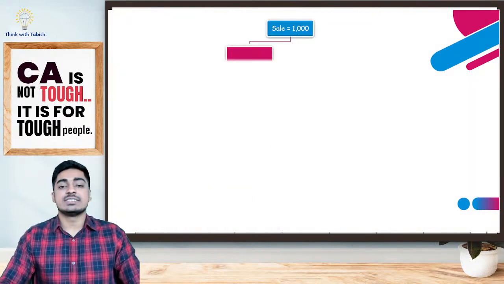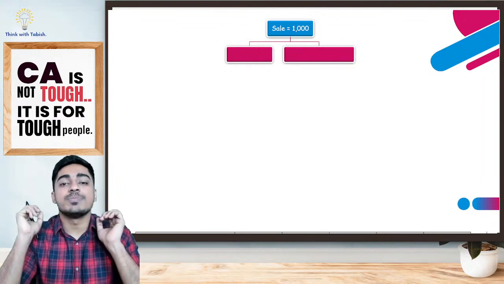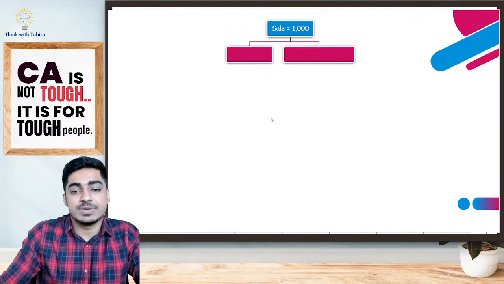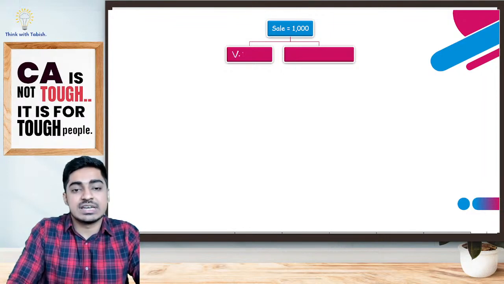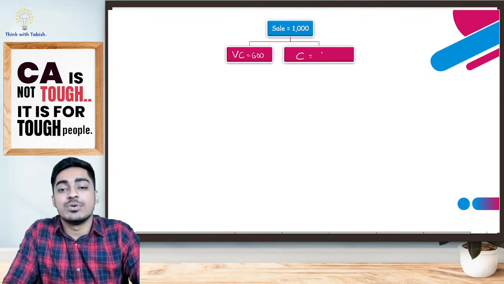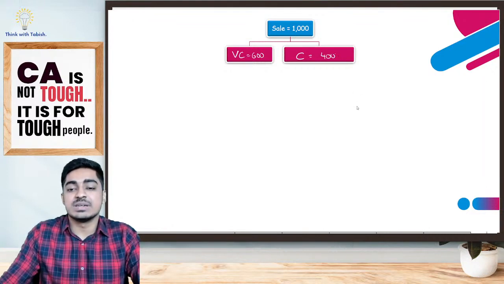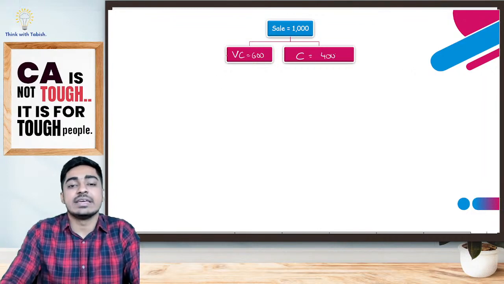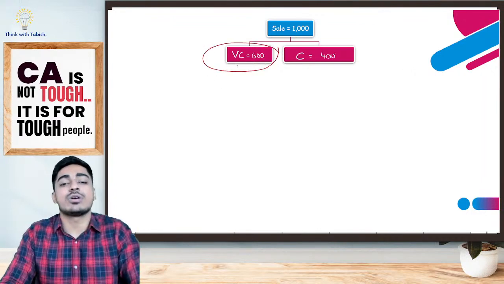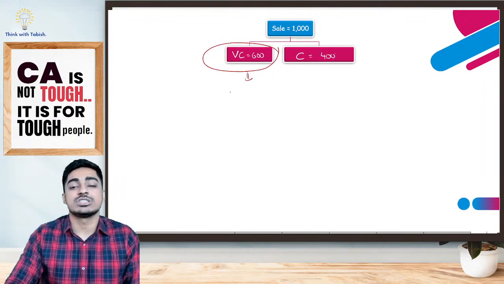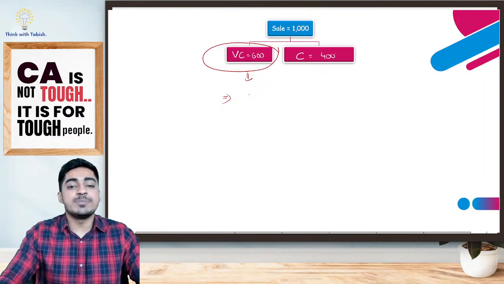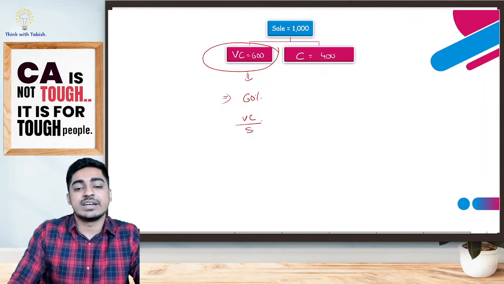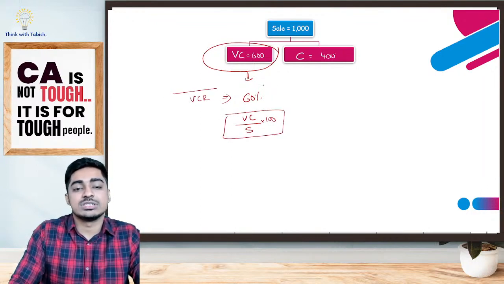Now, I need to bifurcate my sales. If my sale is 1000 rupees, my variable cost is 600 and my contribution is the balance amount, 400. Now, I want it as a percentage. How much percentage is variable cost as a percentage of sale? Tell me, students, how much percentage is variable cost as a percentage of sales? Yes, it is 60 percent of sales. So I'll tell it is variable cost divided by sales into 100. This is nothing but the variable cost ratio, which is 60.